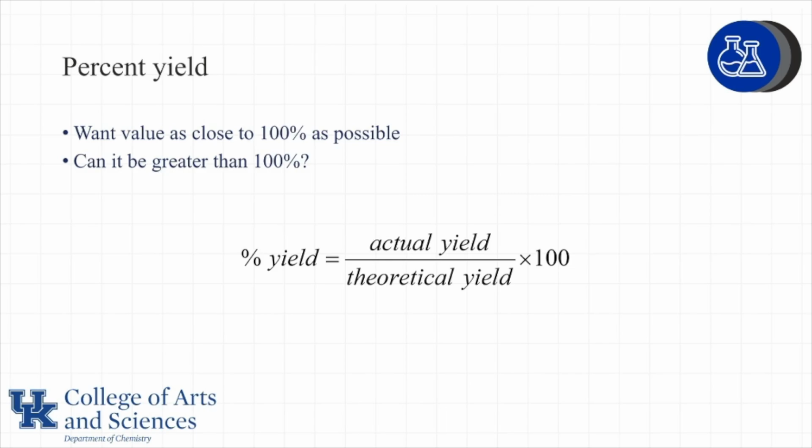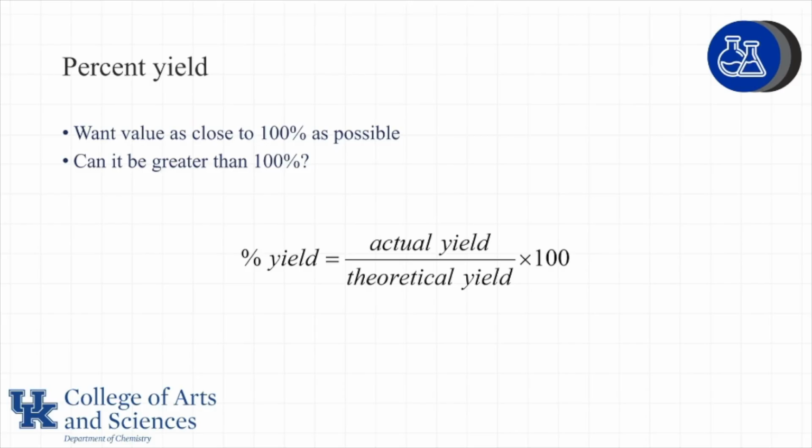If you should ever do an experiment and it ends up over 100%, either you had a math error in your calculation of the theoretical yield, or you had an experimental error and you're weighing more than you think you're weighing. So maybe the sample is still wet, you're also weighing some water, as well as the product you're trying to find.